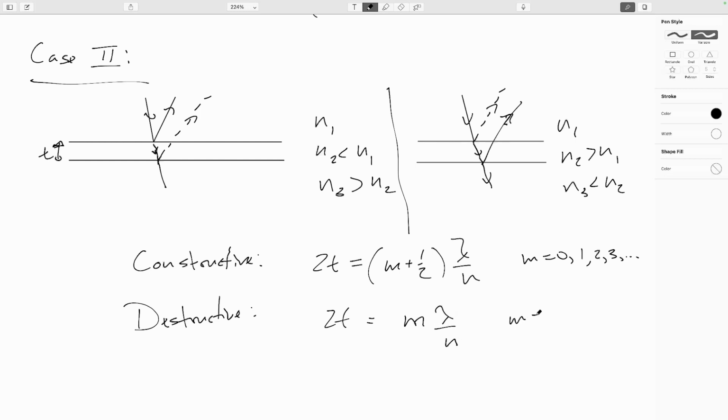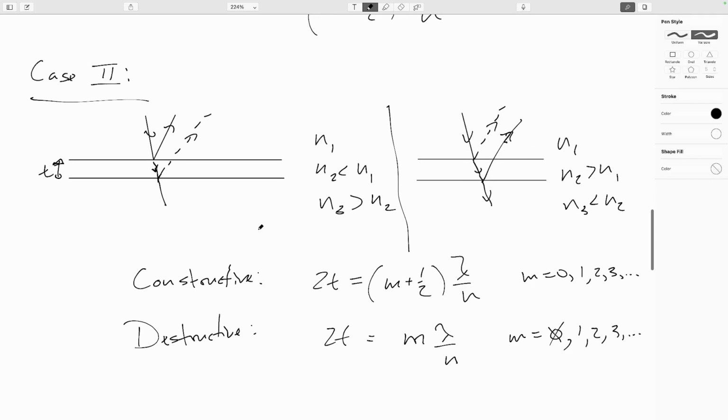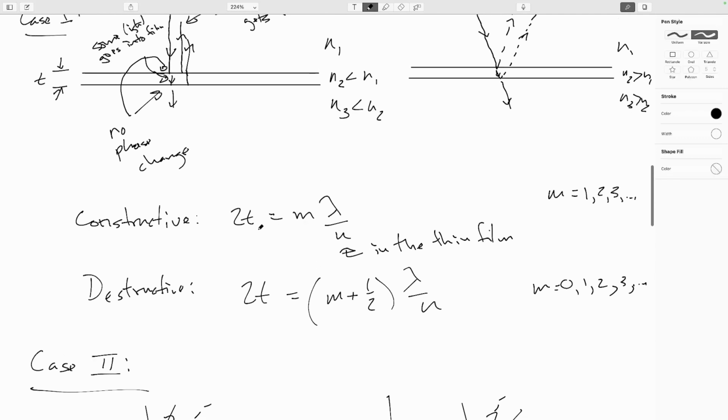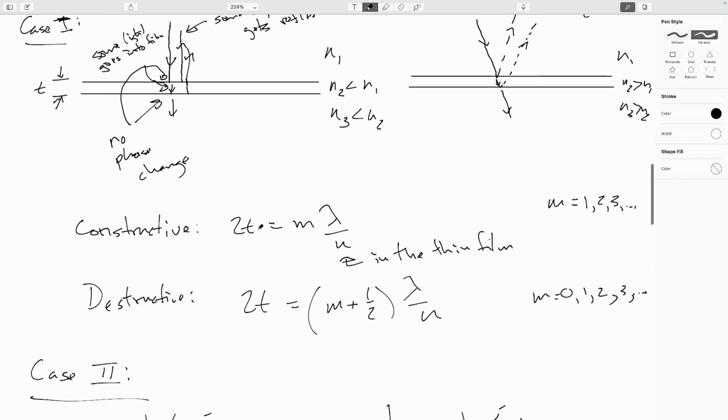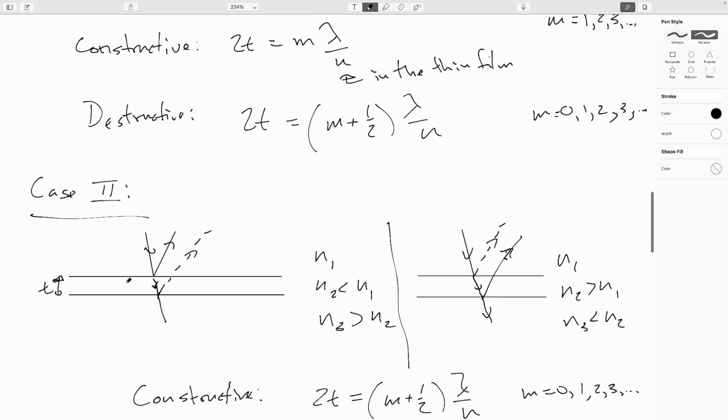And again, we can't have 0 simply because that would mean that there was no film at all, and that wouldn't make any sense. 1, 2, 3, and so forth. All right. We'll do an example in a second here to help make this a little more concrete with numbers, but I just want to go back and think about the coatings on the lenses that I was mentioning earlier.